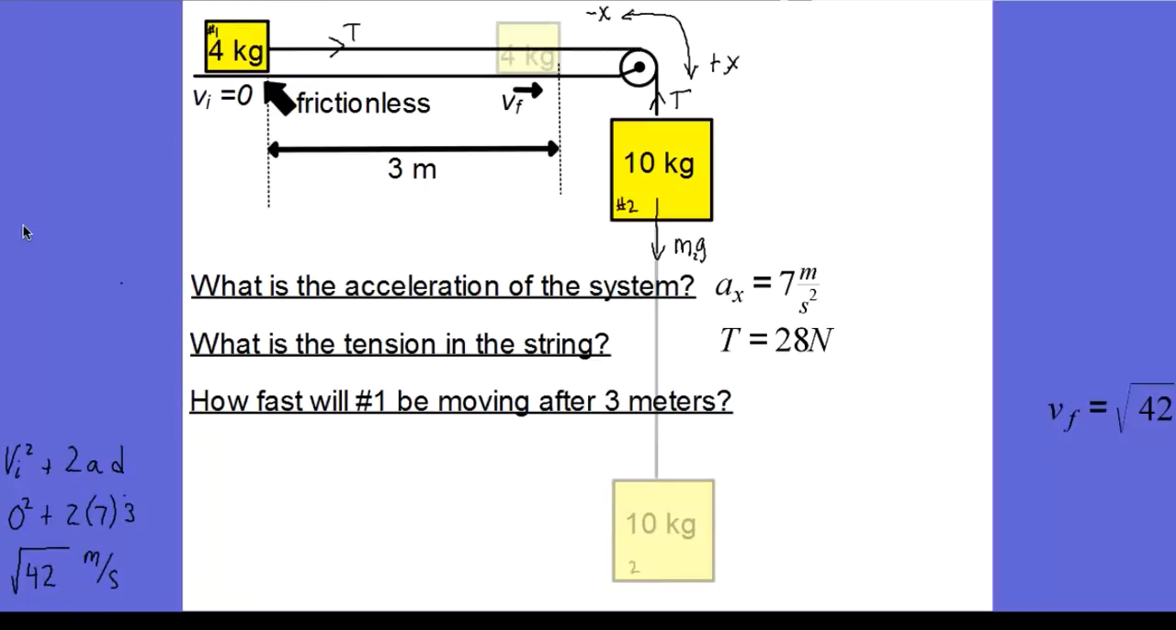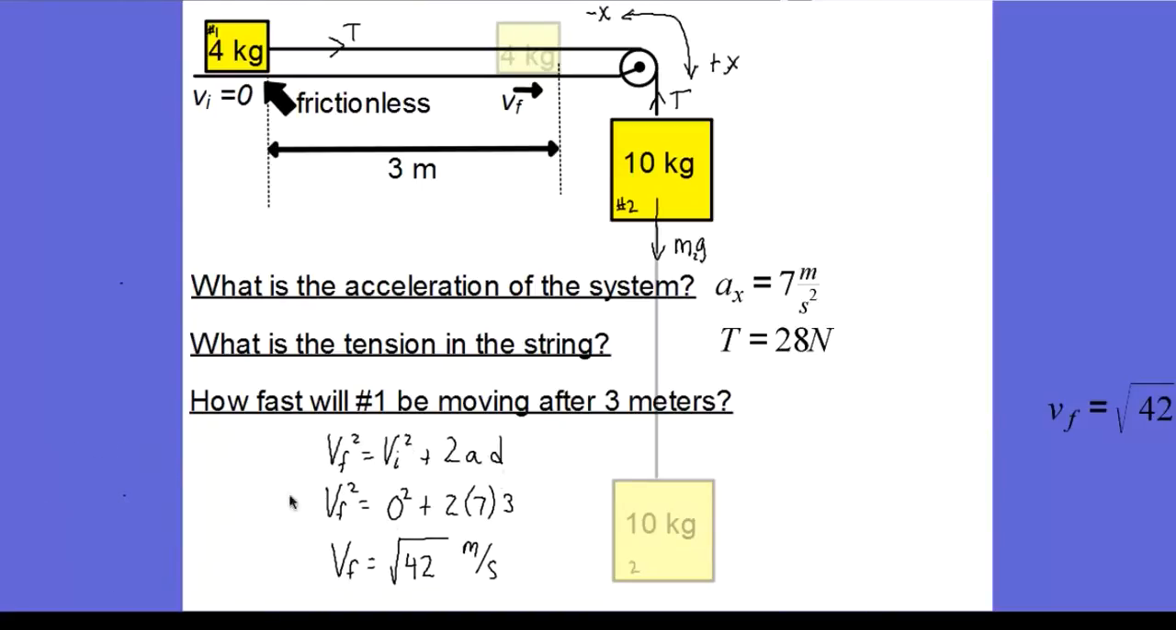So, how much work is done on the 4 kilogram block as it moves through a distance of 3 meters? First, I'm going to calculate how fast it's moving. Here are my calculations. I know it's a constant tension, so it's constant acceleration. I can use my equations of motion. The block starts from rest. Its acceleration is 7 meters per second squared, and the displacement is 3 meters. Solving for the velocity, I see that after moving 3 meters, it will be traveling at the square root of 42 meters per second.